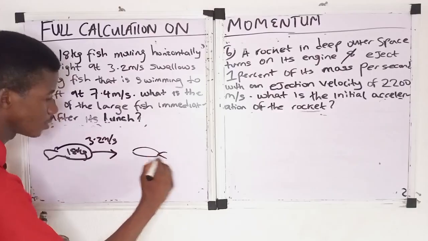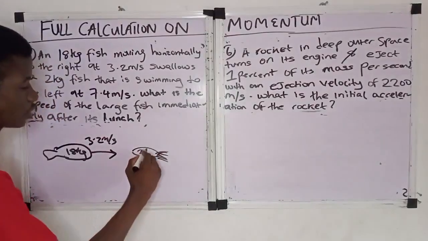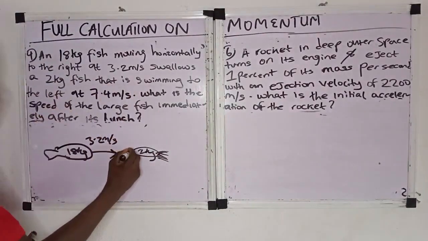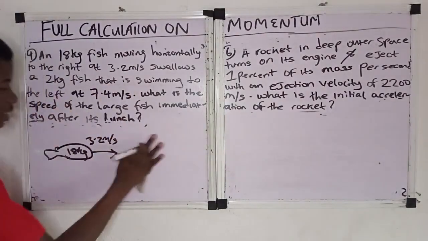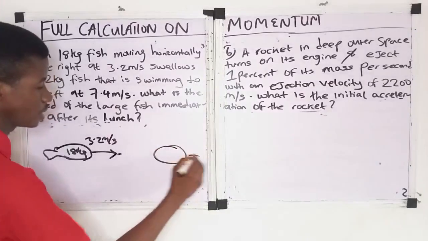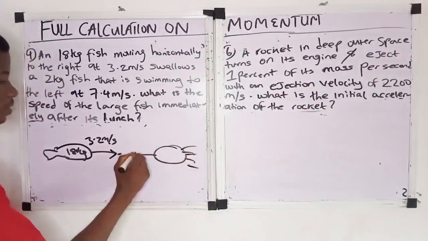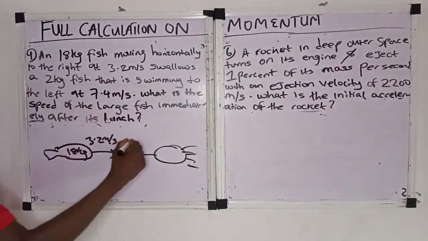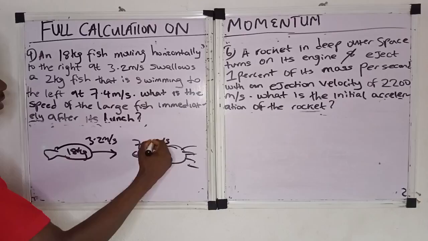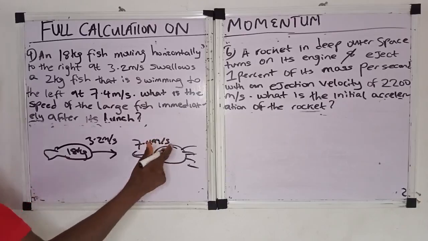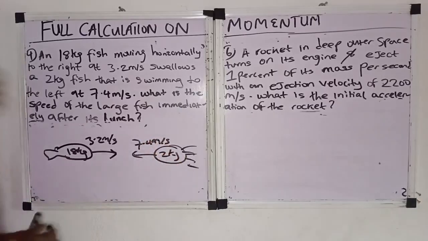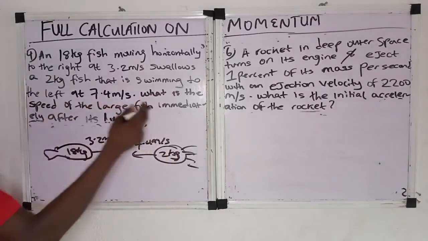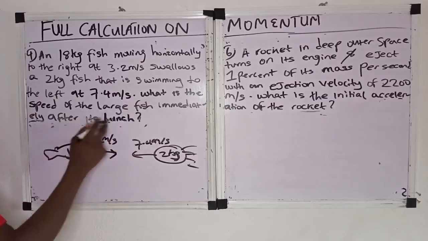Let's say it swallows a 2 kg fish that is swimming to the left. Let me draw this. This small fish is moving towards this side, with a velocity of 7.4 meters per second. The mass of the small fish is 2 kg. What is the speed of the large fish immediately after its lunch?